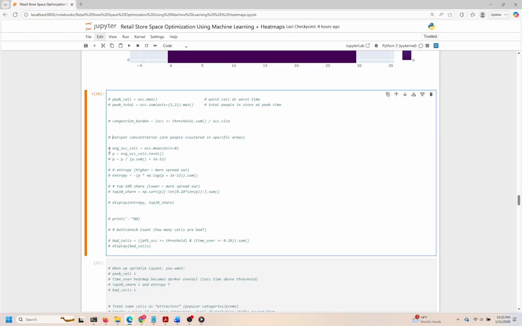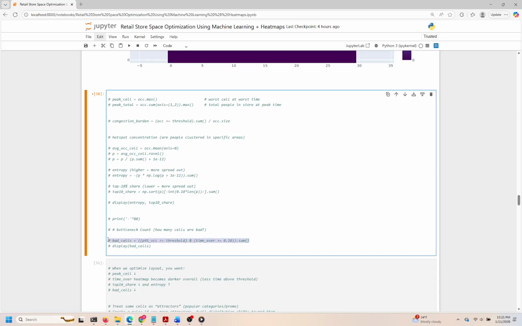Subsequently, we look at the total number of people in the store during peak hours, providing insight into general attendance trends. Another important aspect of this analysis is to measure the congestion burden. By comparing the occupancy data to a predefined threshold, we can quantify how many locations exceed acceptable crowd levels. This step ensures we can gauge whether the space is under too much strain.